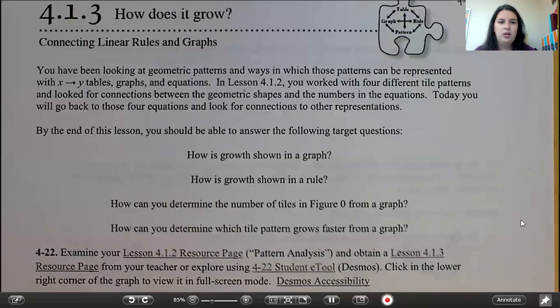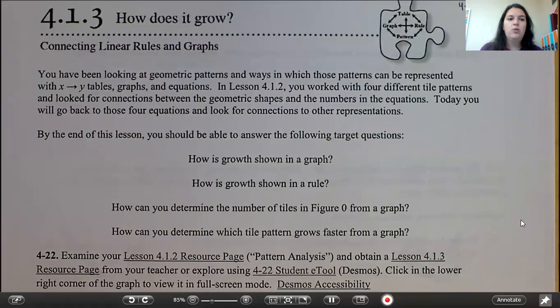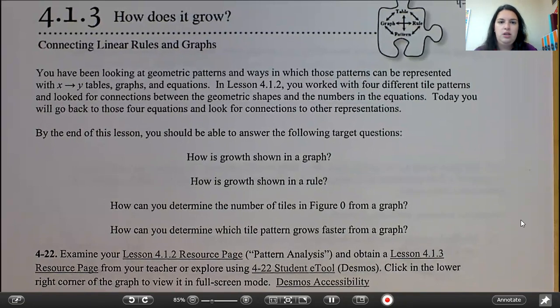Okay, hi everyone. I'm here with your 413 lesson, How Does It Grow? Connecting Linear Rules and Graphs. Follow along as I read the introduction.